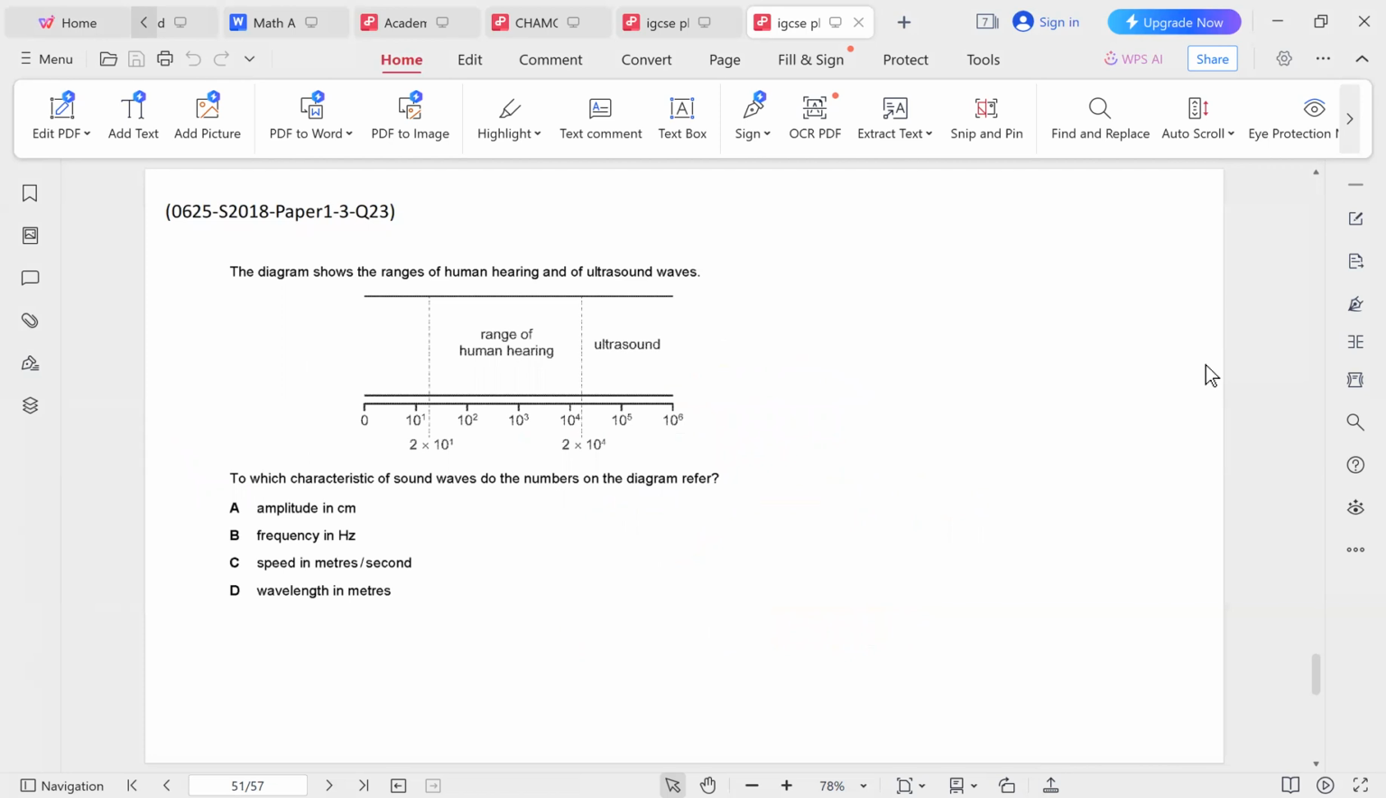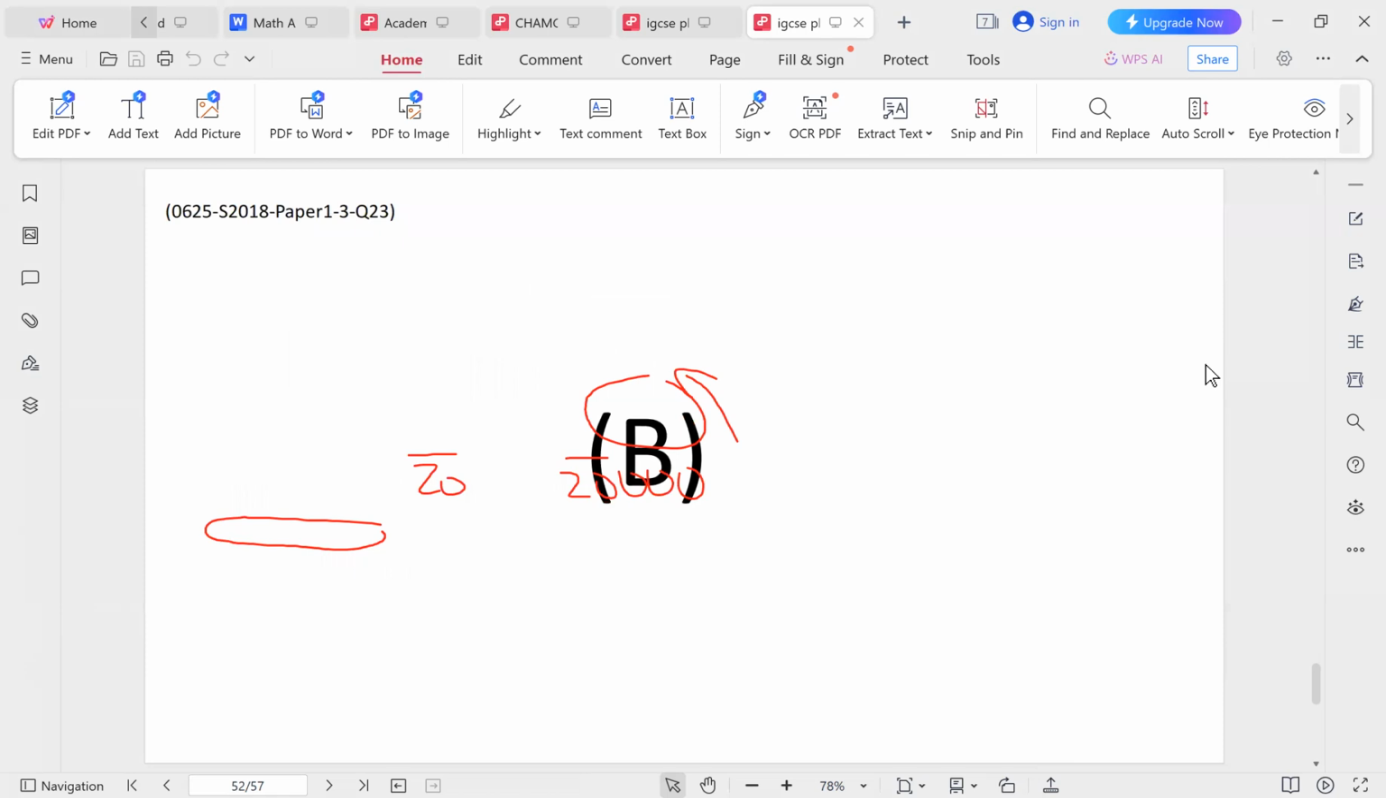The diagram shows the ranges of human hearing and of ultrasound waves. To which characteristic of sound waves do the numbers refer? Of course, like we said, from 20 to 20,000 hertz. So this is the range of frequency that can be detected by the human ear. And as you can see, for ultrasound, the frequency is higher than 20,000 hertz. So anyway, B is the correct choice here.